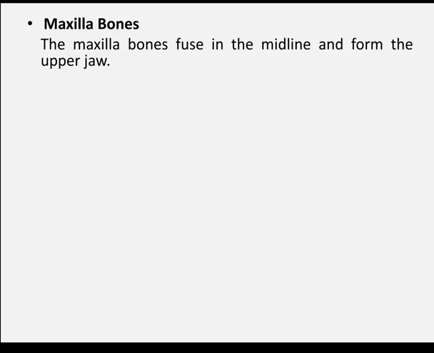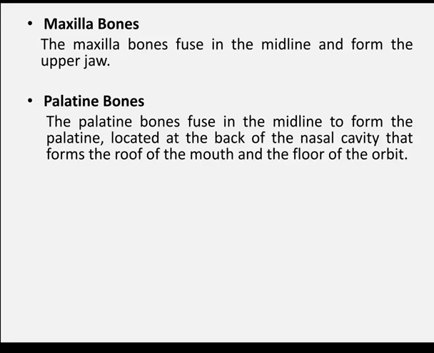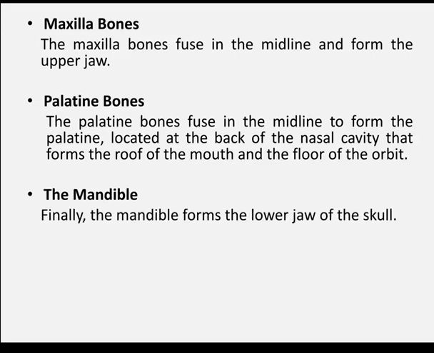Then maxilla bones. Maxilla bones fuse in the midline and form the upper jaw. Then palatine bones. The palatine bones fuse in the midline to form the palate, located at the back of the nasal cavity, that forms the roof of the mouth and floor of the orbit. The mandible. Mandible forms the lower jaw of the skull and is the one face bone which is movable.